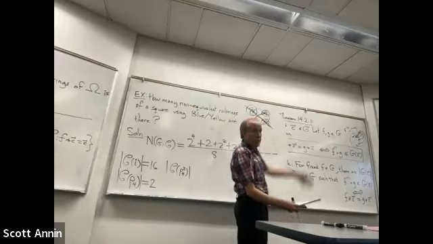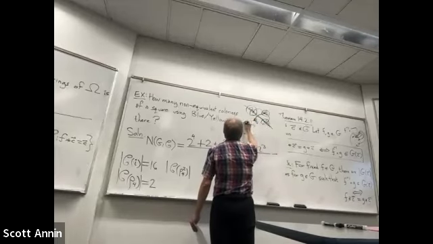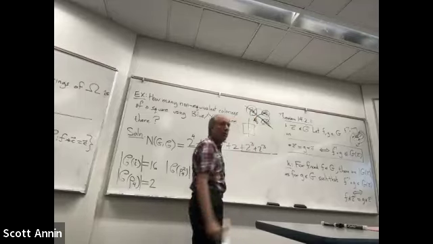The tau 2 is going to be the same. What about the tau 3? I take my square and I flip it vertically.